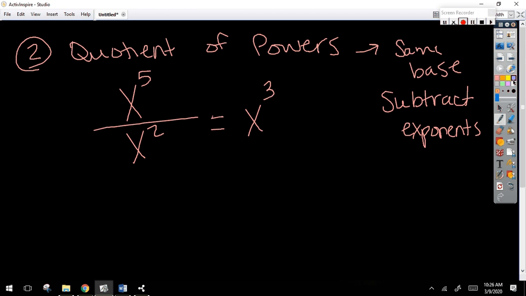If I have something like 4 to the 5th over 4 to the, oh, I don't want to keep using the same thing. I'll say 4 to the 4th. You don't divide 4 and subtract the exponents. You leave the base alone. So it's 4, and what's 5 minus 4? 1. Okay, make sure you keep that base as is.